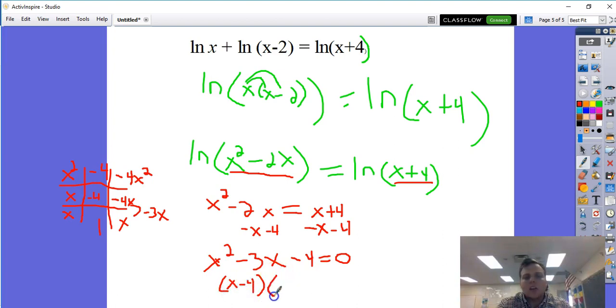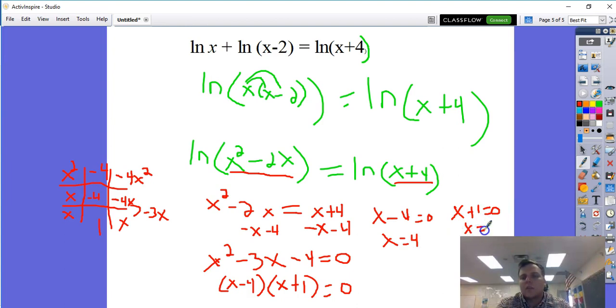And now what we can do is take each parenthesis and set each parenthesis equal to 0. So I can say x minus 4 equals 0, and I can say x plus 1 equals 0. And I can solve for x on both of them. On this first one, x minus 4 equals 0, I'd add 4 to both sides, so I'd get x equals 4. On this one over here, x plus 1 equals 0, I would subtract 1 on both sides, so I would get x equals negative 1. Boom, I have my two answers.